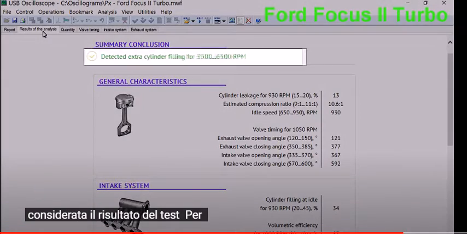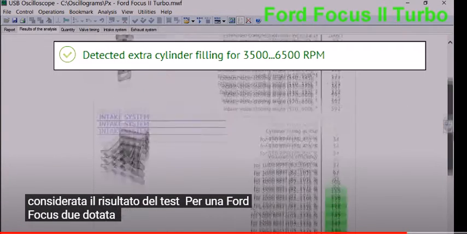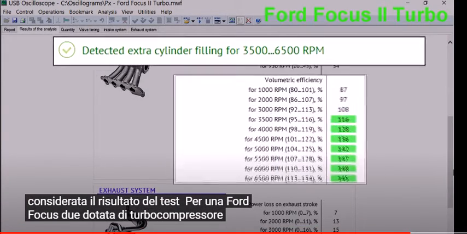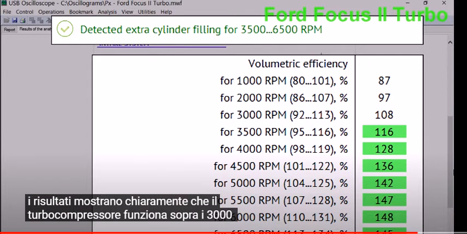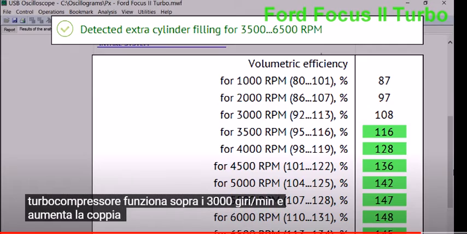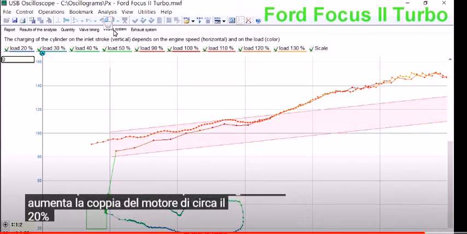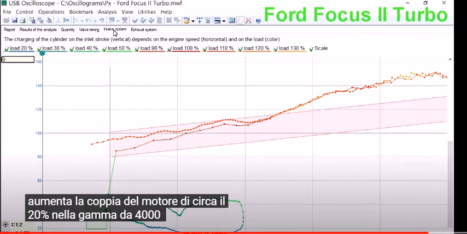Consider the test results for a Ford Focus 2 equipped with a turbocharger. The results clearly show that the turbocharger operates above 3,000 RPM and increases engine torque by approximately 20% in the 4,000 to 6,000 RPM range.